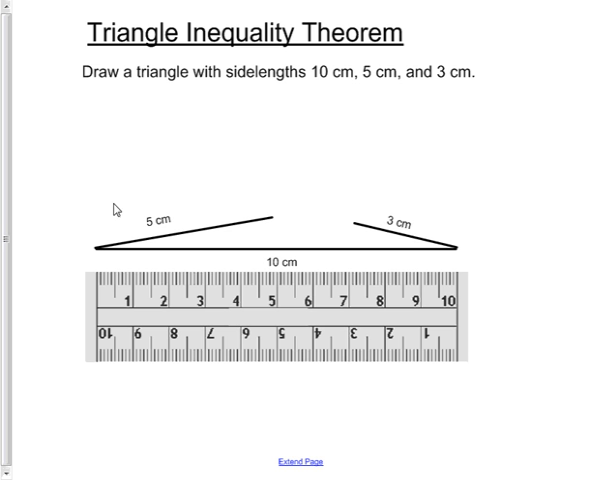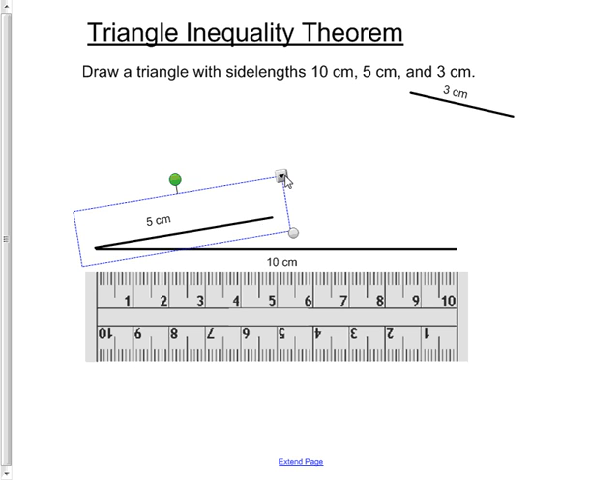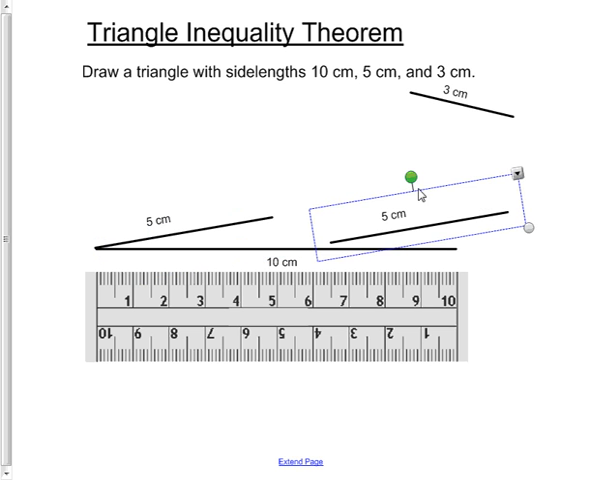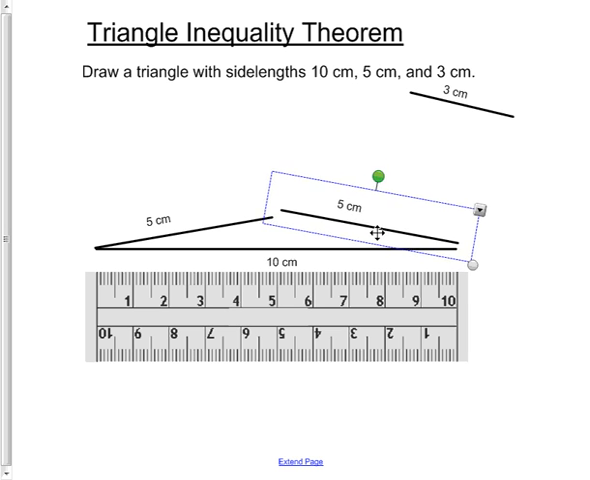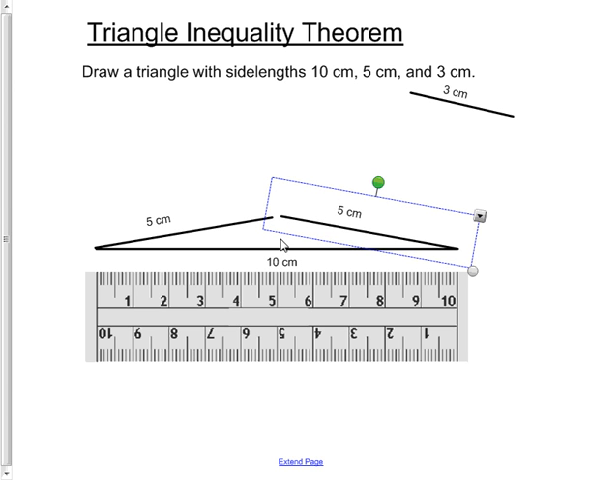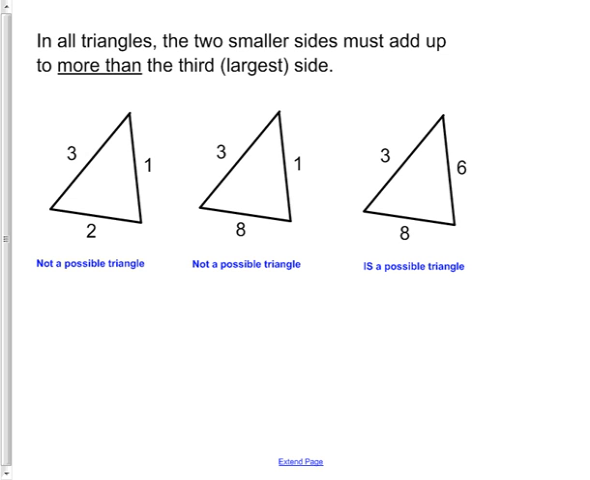And you can kind of see that here. This one's 10, and 5 and 3 don't add up to 10, so they won't even get close. So even if you had 5 and 5, they just wouldn't touch. Let me show you here. We'll copy this guy, and we'll try to connect them. And even if we rotate these all the way down, they're never going to touch until they get down here, so it'll just be a straight line again. So as long as these two sides add up to more than the biggest side, then it could be a triangle.